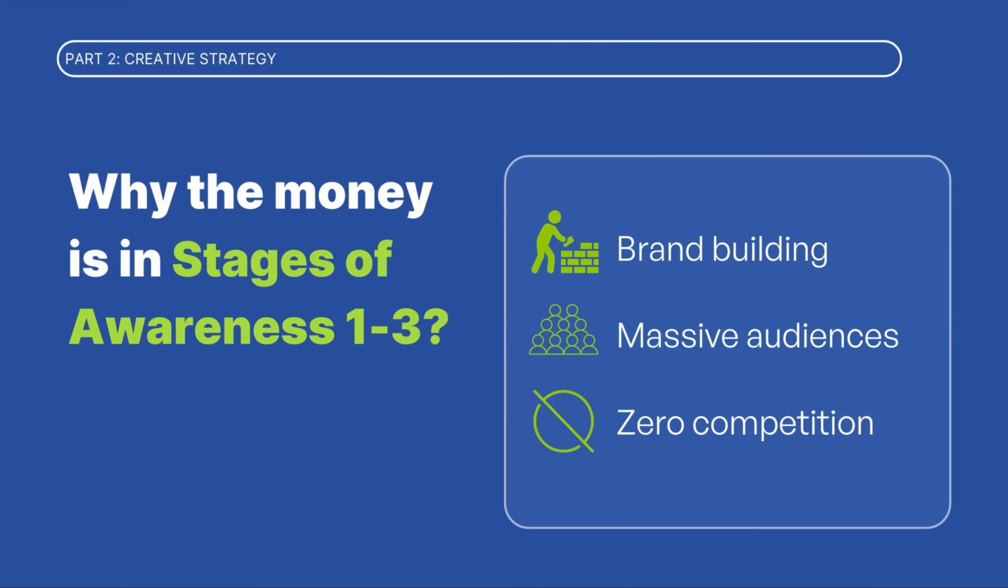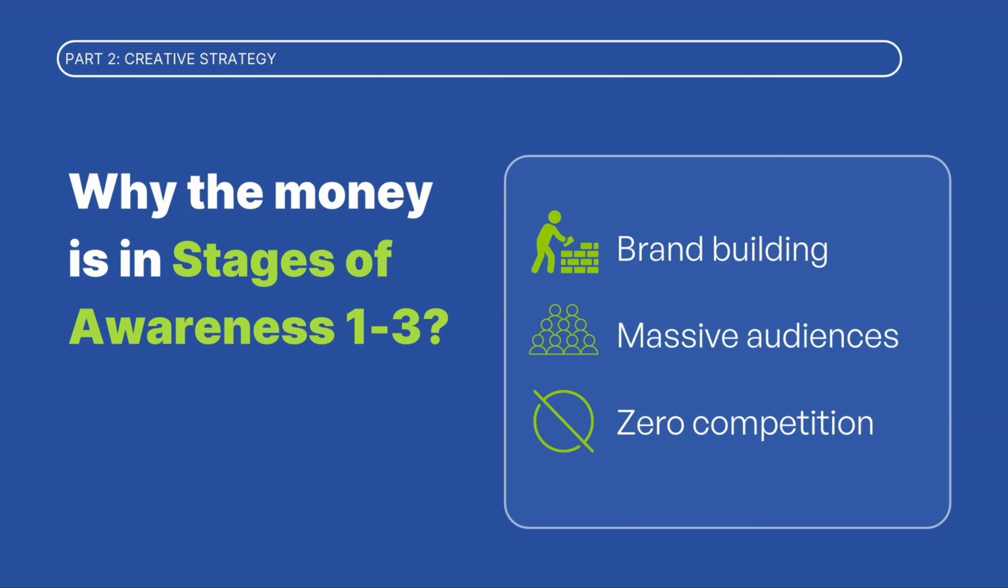So why is the money in stages of awareness 1, 2, and 3? The first reason is brand building. Converting top-of-funnel audiences is how you create businesses from nothing, not just optimize existing ones. If you're starting your brand from scratch, learning how to convert prospects in stages 1 through 3 is non-negotiable. The second reason is massive audiences. Most customers in the market are in stages 1, 2, or 3. This is an ocean of opportunity for mass market products. On the other hand, prospects in stages 4 and 5 are tiny pools.